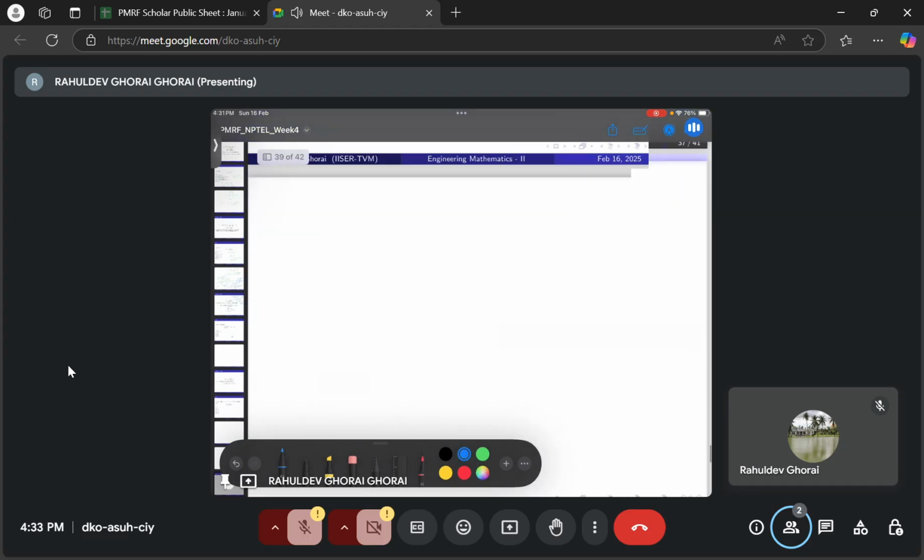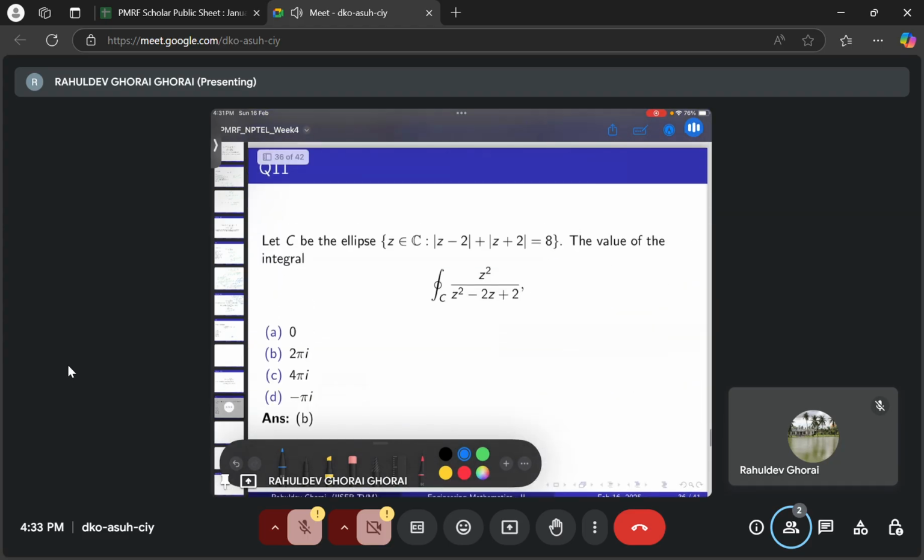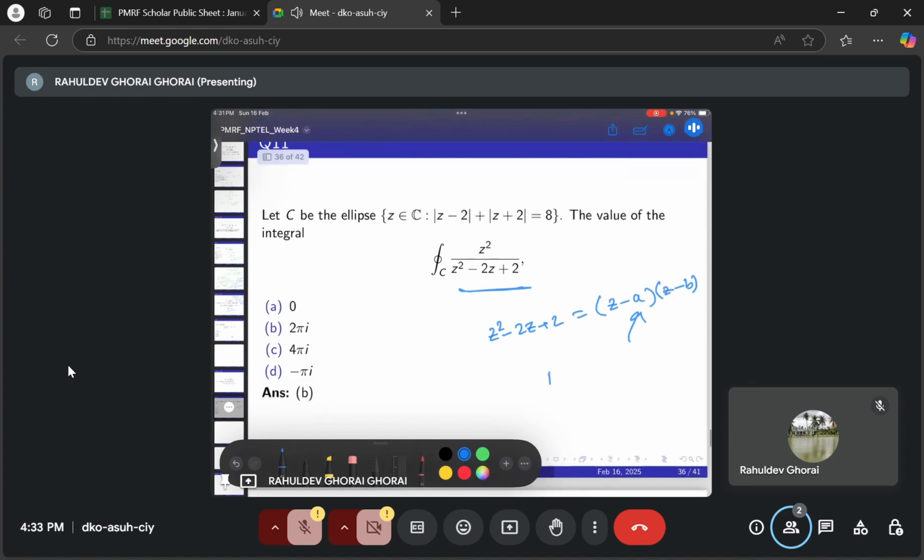So the 11th one you can do the same way, because f(z) you can try z square minus 2z plus 2, you just factorize it, z minus a, z minus b. Try to see whether a and b are inside C or not. Very easy to see. Most probably you will get 1 plus minus i type of terms, and you have to check, let's say for 1 plus i, whether this is 1 plus i plus 2, whether it is less than or not.